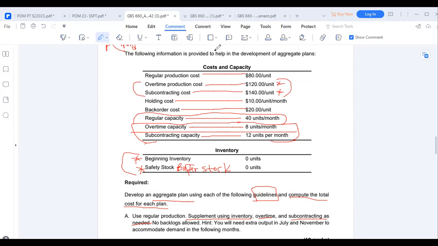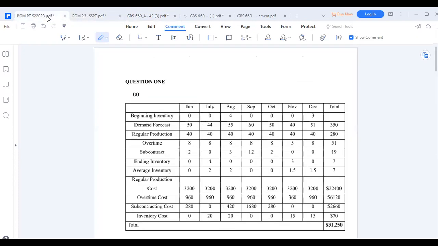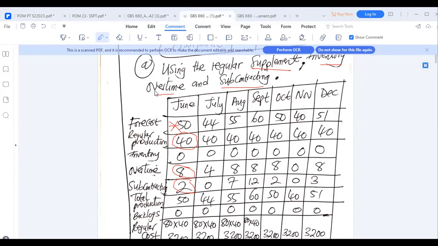So from here we can see we are going to have overtime of 8 units and subcontracting 2 units, which is giving us the total of 50 units, because we have the 40 units here, and then overtime of 8 units, and then subcontracting of 2 units, which gives us the total of 50 units to meet our forecast of 50.